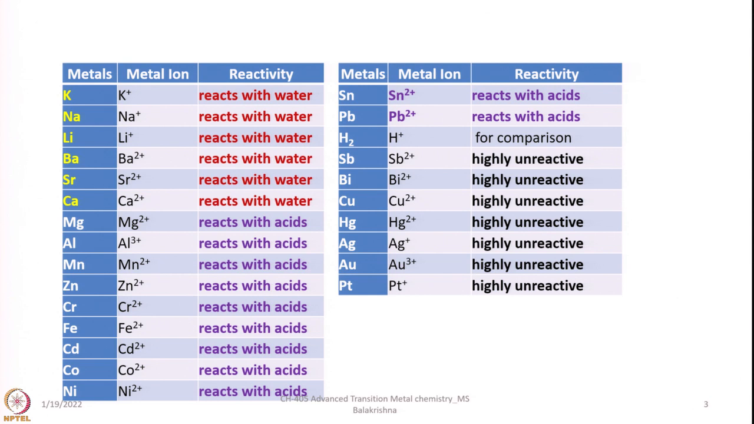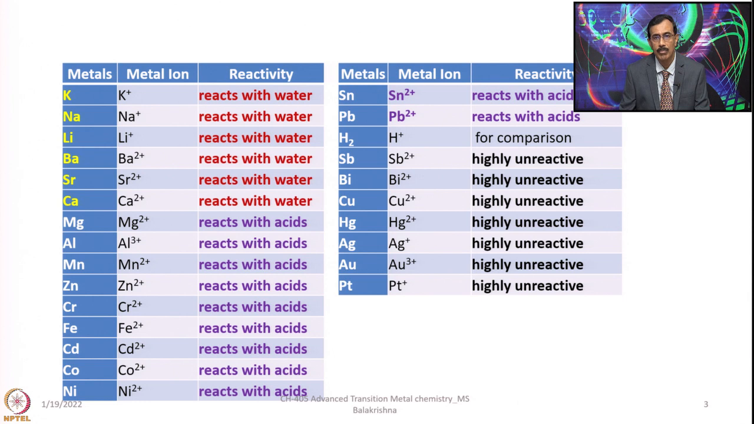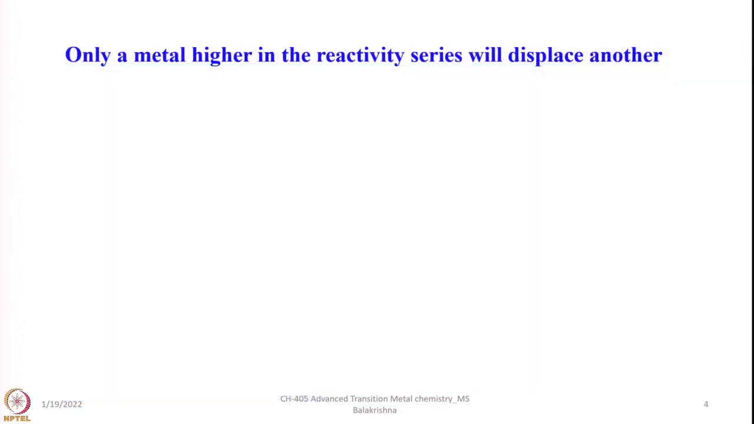The reactivity series is a series of metals in order of reactivity from highest to lowest. It is used to determine the products of single displacement reactions. Let us say a metal A will replace another metal B in a solution if A is higher in the series. So only a metal higher in the reactivity series will displace another. A metal can displace metal ions listed below it in the series but not above. For example, zinc is more active than copper and is able to displace copper ions from solution.